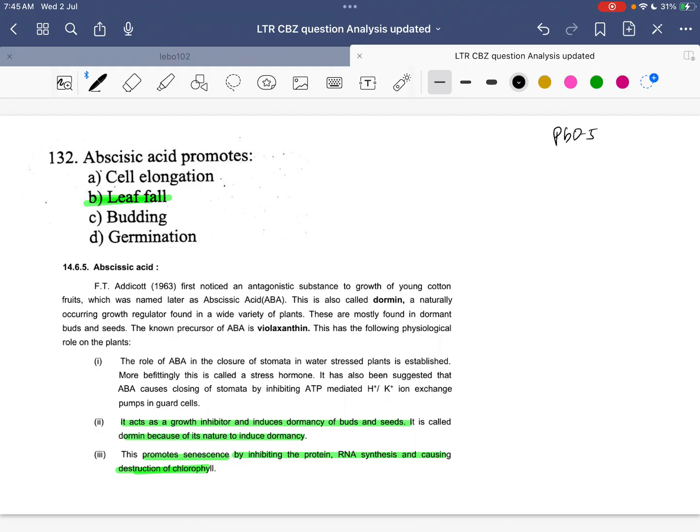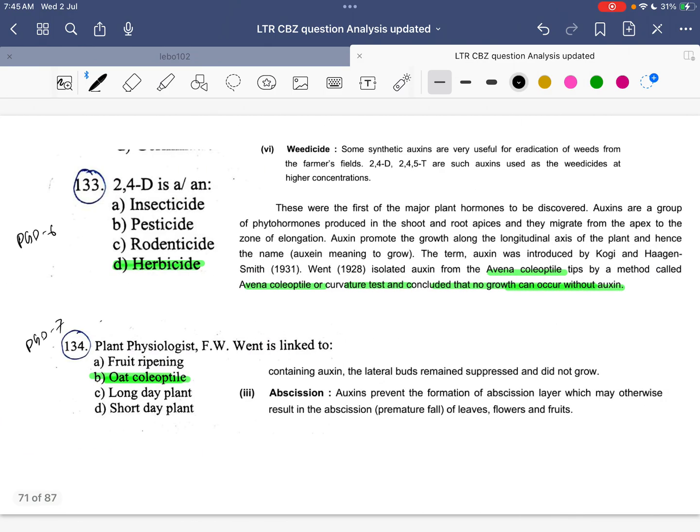Abscisic acid promotes what? It inhibits. Inhibit leaf fall? So it is an inhibitor. Abscisic acid promotes senescence by inhibiting protein and RNA synthesis, causing the destruction of chlorophyll. So leaf fall is caused by it. Fine.